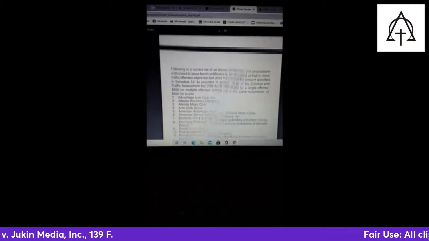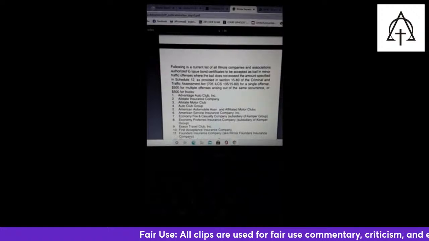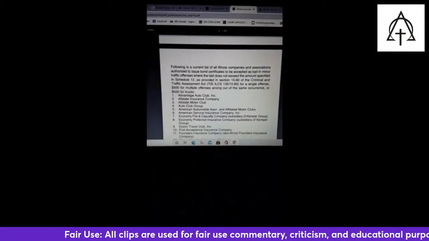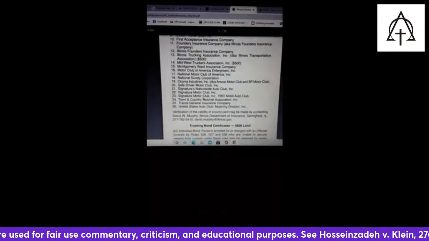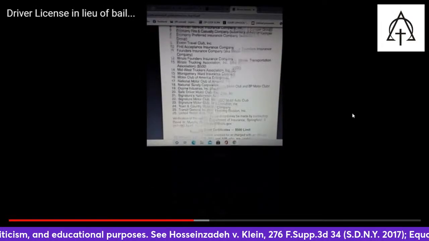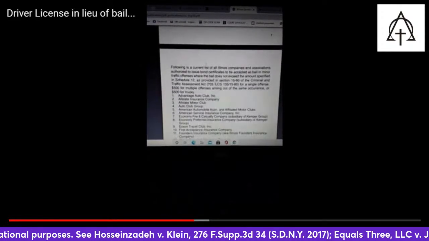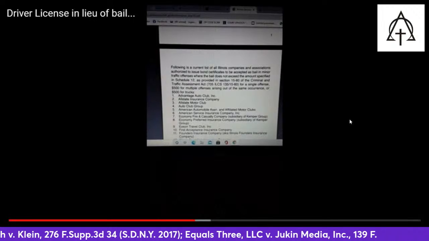Following is a current list of Illinois companies and associations authorized to issue bond certificates to be accepted as bail in minor traffic offenses where the bail does not exceed the amount specified. Remember I told you about these insurance companies and surety bonds? You do not need insurance. If you go to one of these guys and get a surety bond, that is the bond they're talking about here. But in getting a surety bond with any one of these companies, you can present a birth certificate in lieu of the cash.